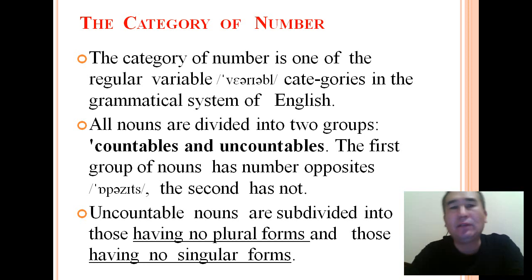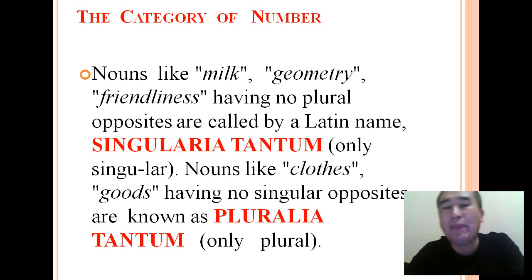The category of number is one of the regular variable categories in the grammatical system of English. All nouns are divided into two groups, countables and uncountables. The first group of nouns has number opposites, the second hasn't. Uncountable nouns are subdivided into those having no plural forms and those having no singular forms. Nouns like milk, geometry, friendship, having no plural opposites are called by a Latin name, singularia tantum, only singular.